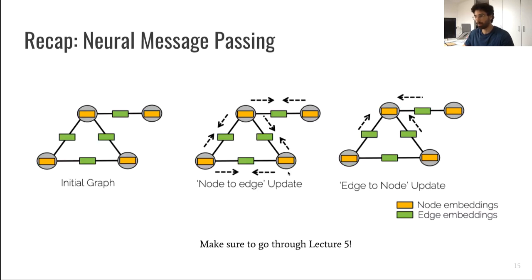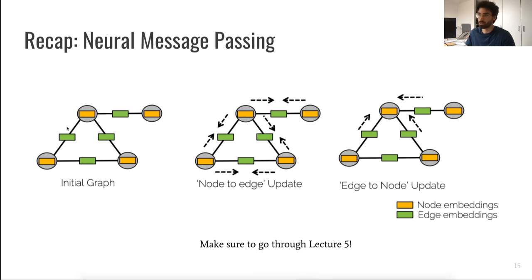So make sure, in order to understand this, that you go through lecture 5. There are some slides there that explain how neural message passing works in general. And we will stick to the formulation presented there. Just as a quick recap, we have our graph with node and edge features.